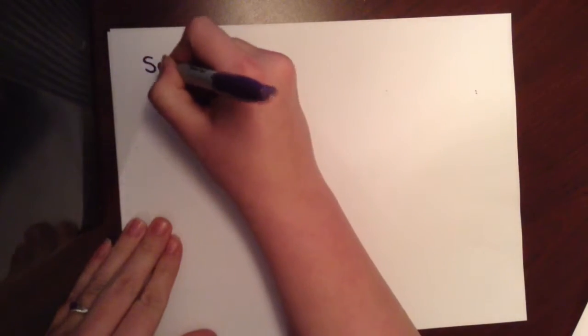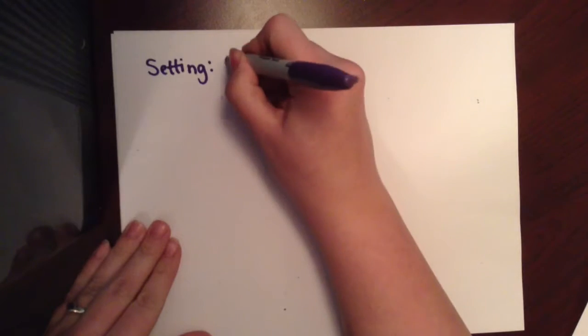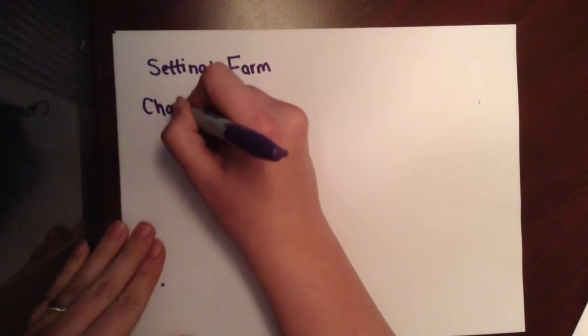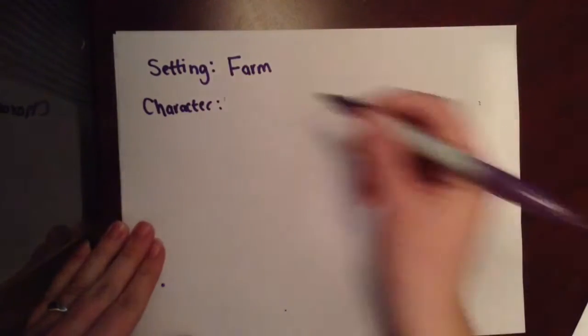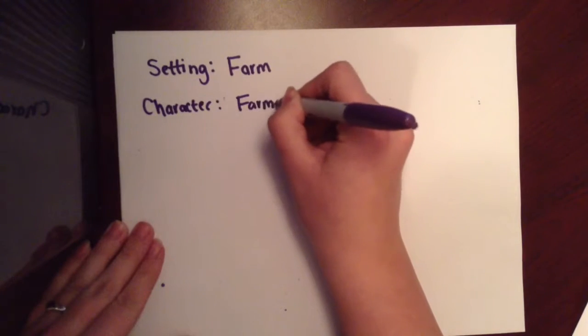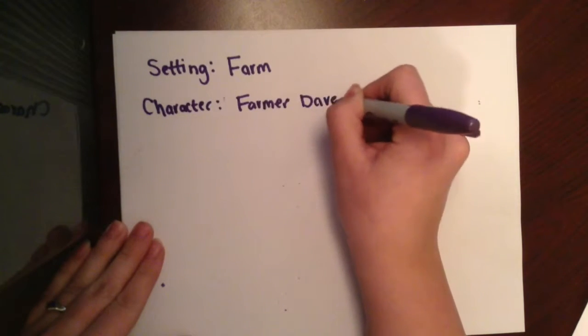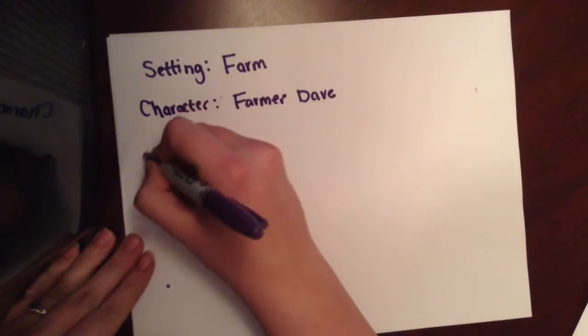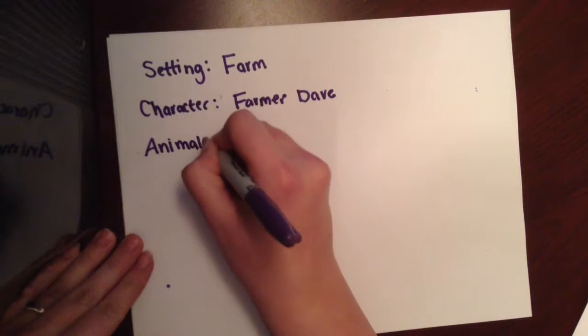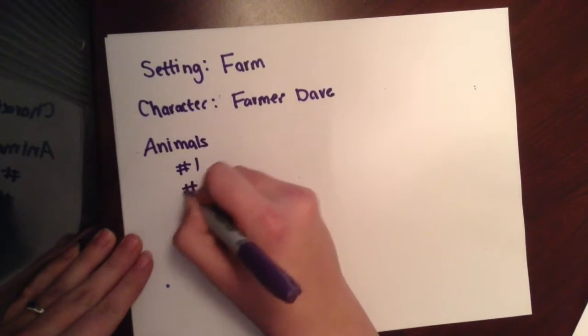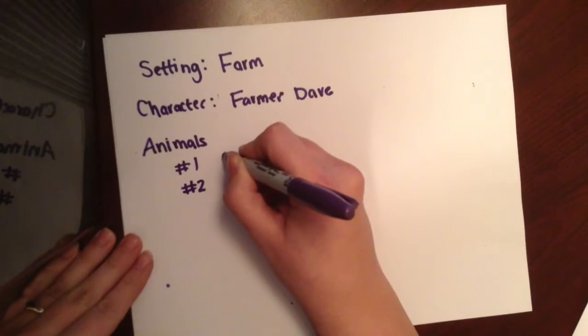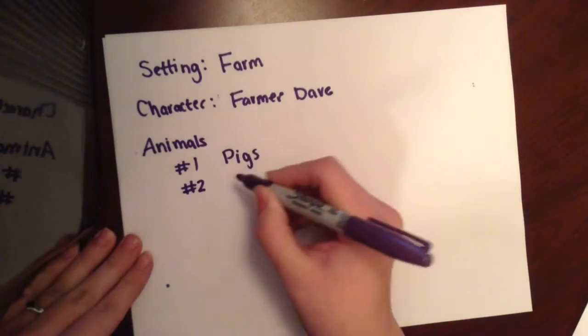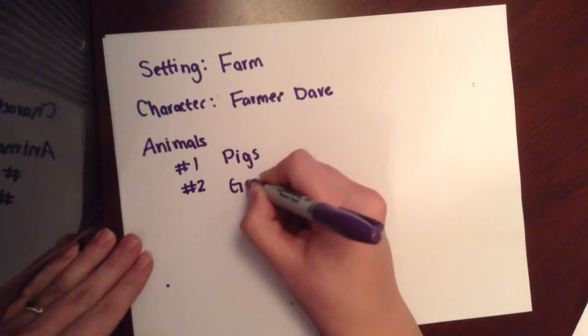So we need, for instance, a setting. You're going to be asking your students to give you a setting. For this example, we're going to say that Sally gave us a setting of a farm. So now we need a character. And Josh gave us Farmer Dave. Alright, we also need 2 animals to go on our farm. So Callie gave us pigs, and Josh also said he wanted to include goats in the problem.